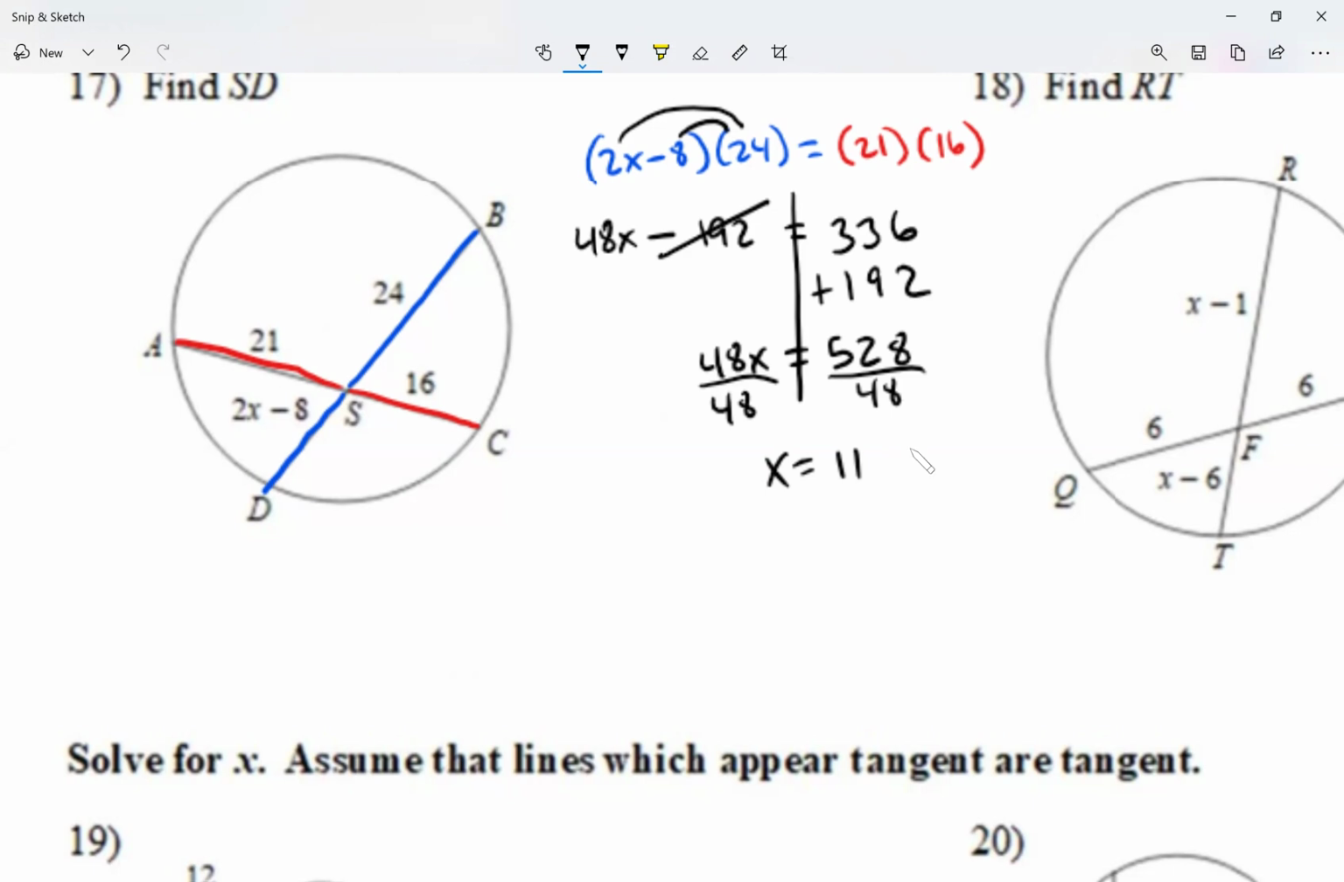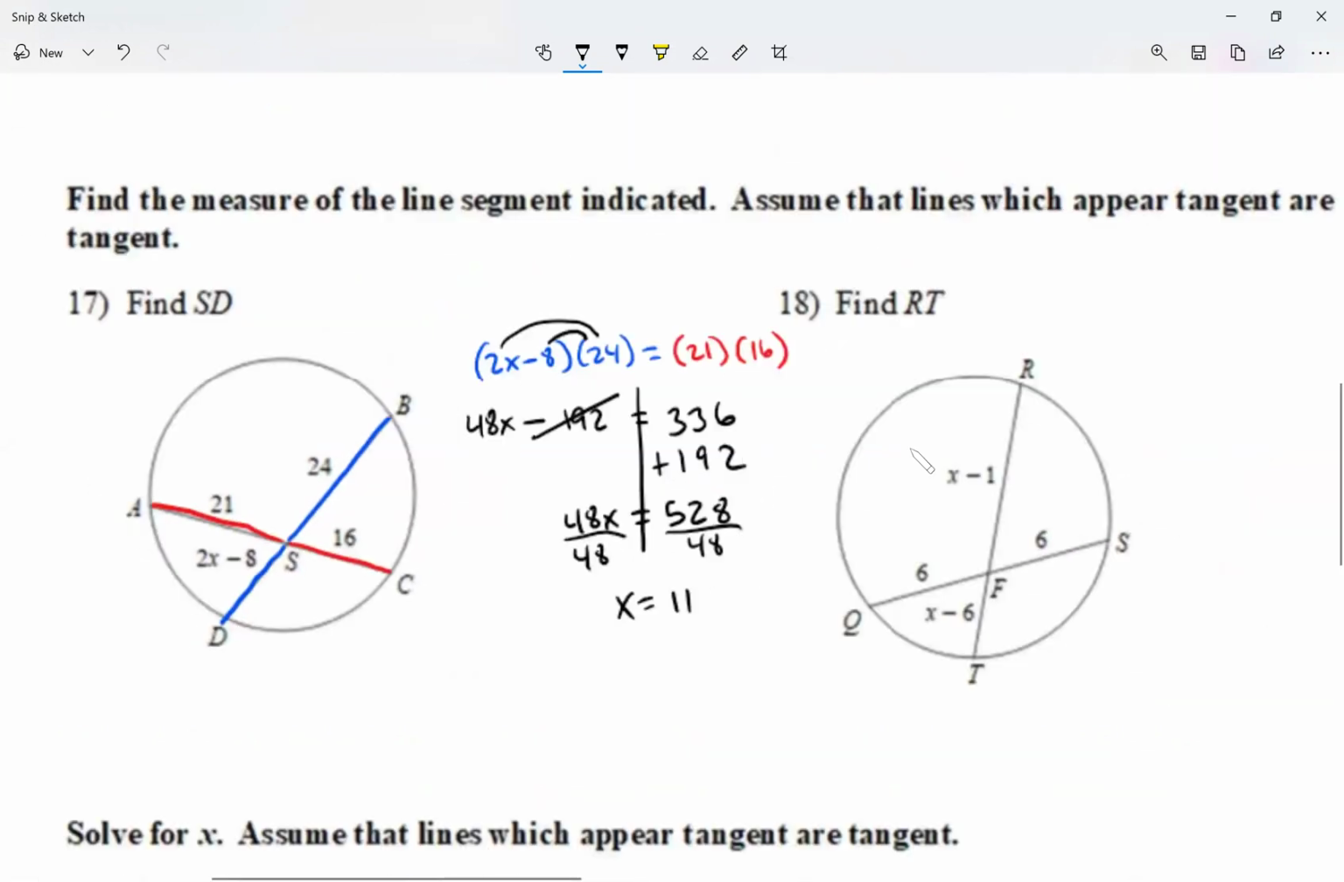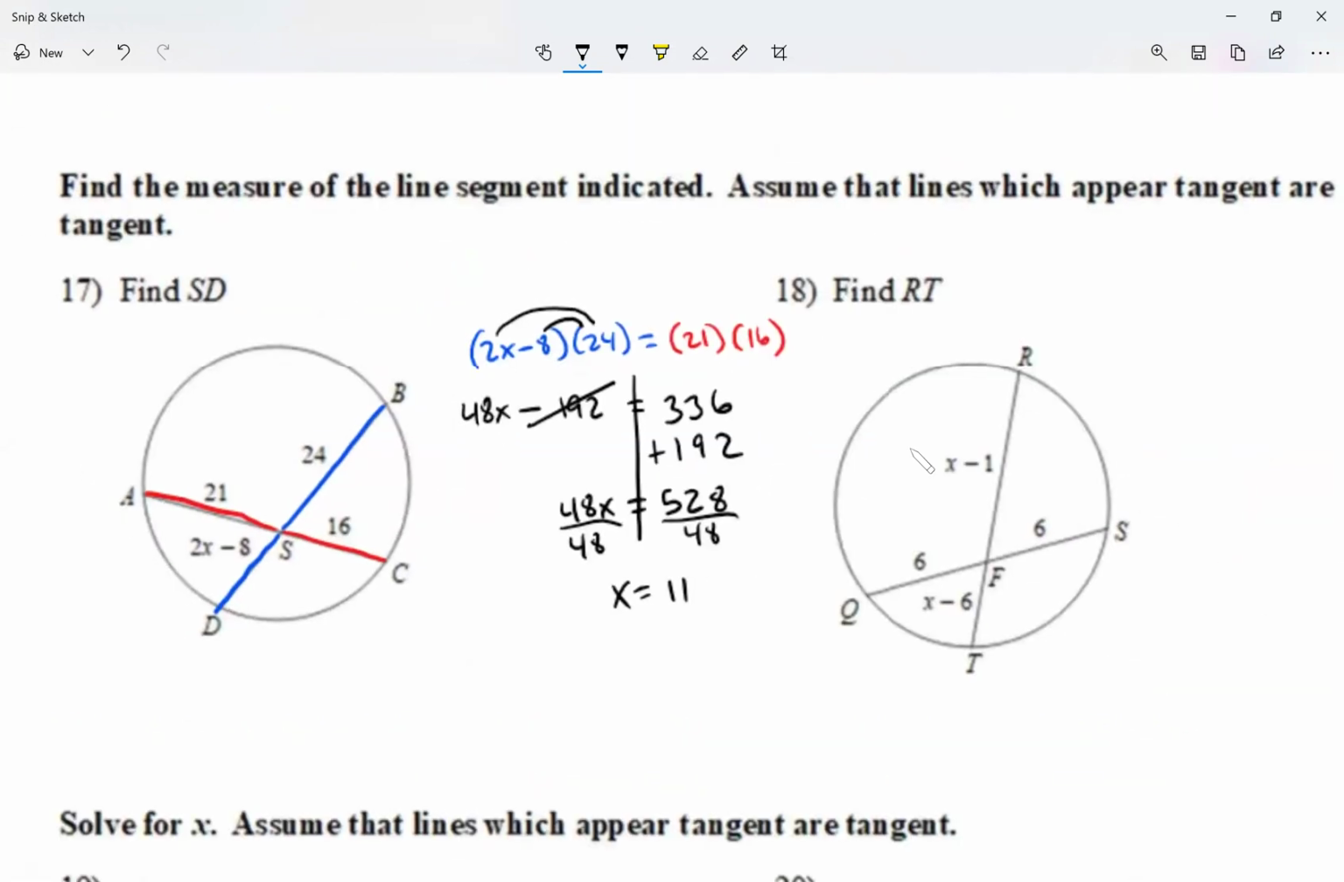Now let me read the instructions. Find the measure of the line segment indicated. Assume the lines which appear tangent are tangent. The instruction here is to find the measurement SD. So it is not solve for x. It is find SD. Okay, so let me erase these things here.